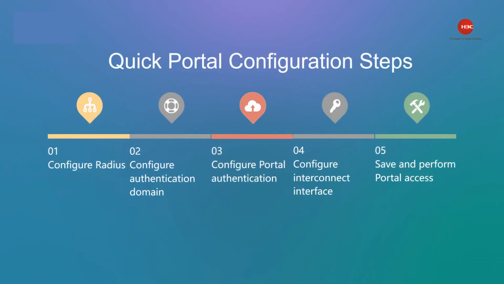There are 5 configuration steps in total. Step 1. Configure the RADIUS scheme. Step 2. Configure the relevant domain. Step 3. Configure related parameters such as the portal authentication server. Step 4. Configure the interface between the terminal and the access device. The last step is to save the configuration and perform portal quick authentication.